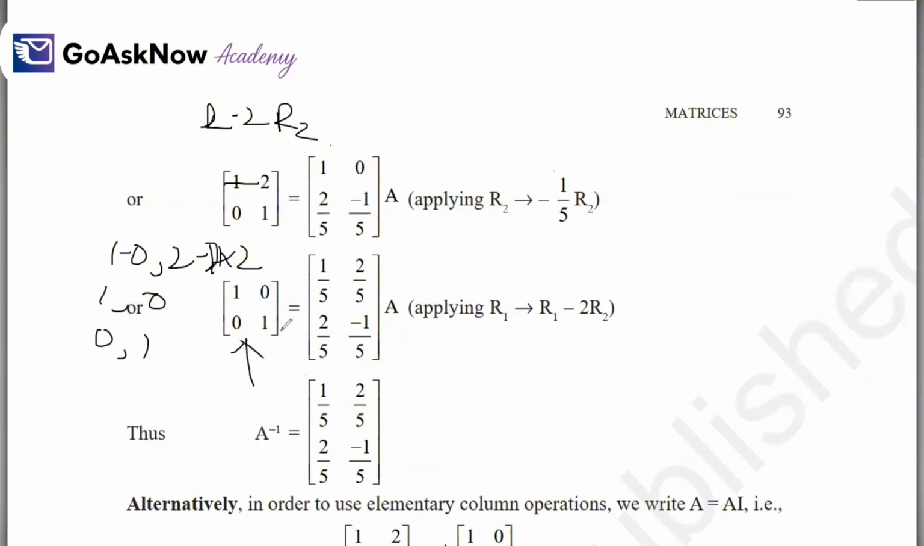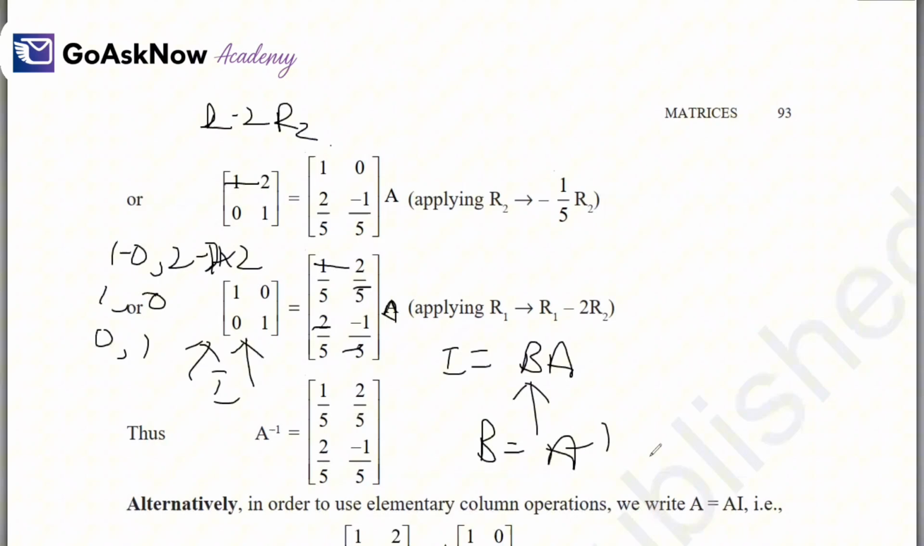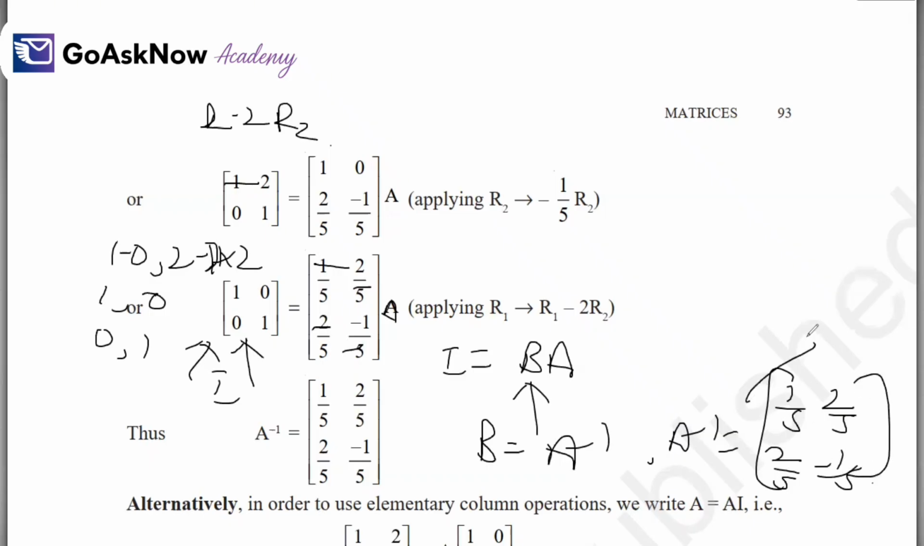So see here, you can see. And here also you will get 1 by 5, 2 by 5, 2 by 5 and minus 1 by 5 into A. So you have seen that the left hand side is coming equal to I. So this is the form of I is equal to BA. So this must be equal to what? B is equal to A inverse here. So A inverse is coming out to be 1 by 5, 2 by 5, 2 by 5, minus 1 by 5. This is your final answer.